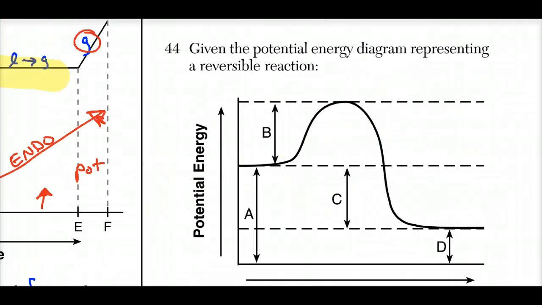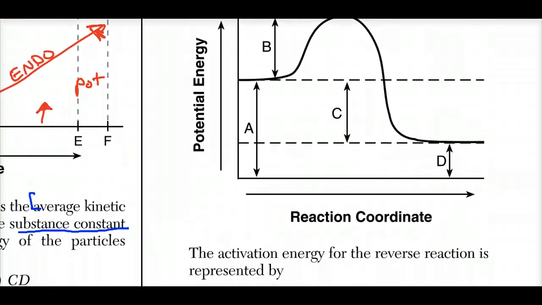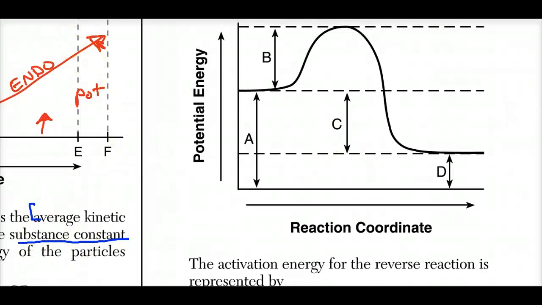Number 44. Given the potential energy diagram representing a reversible reaction, what do they want? Potential energy curves. The activation energy for the reverse reaction. Activation energy is the amount of energy it takes to start a reaction. I always say, if you want to ride a slide at the park, you gotta get to the top. So the energy it takes to get to the top is the energy to start the reaction, the energy it needs to get to the point where once you pass this point of no return, the reaction goes, you can ride your slide. So B is the activation energy of the forward direction.